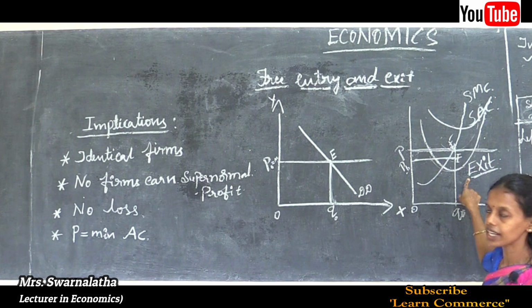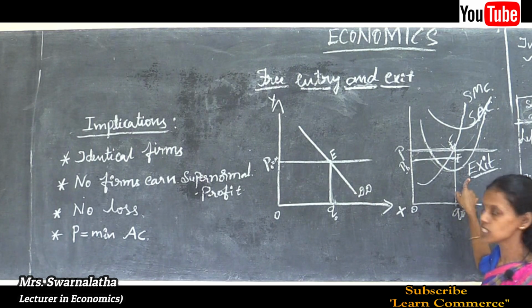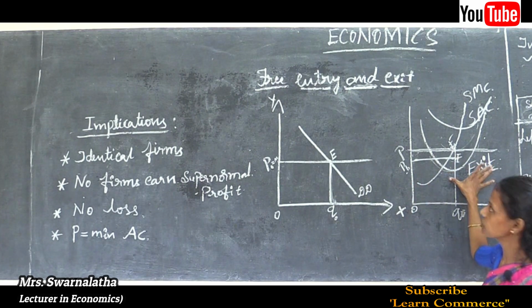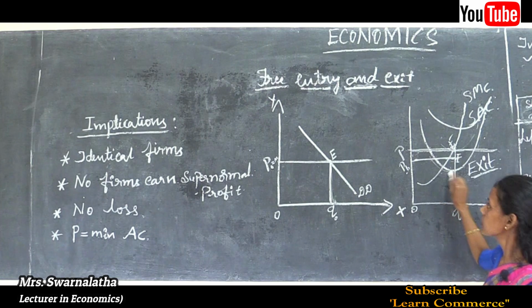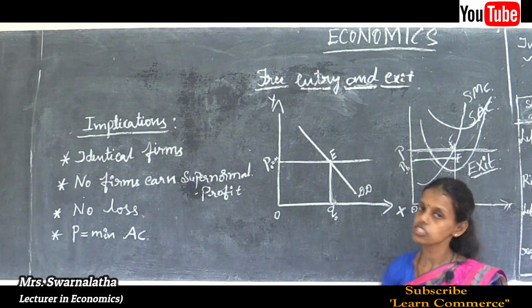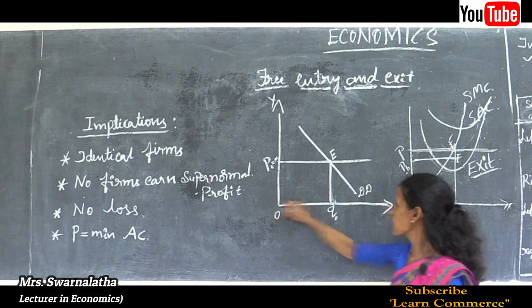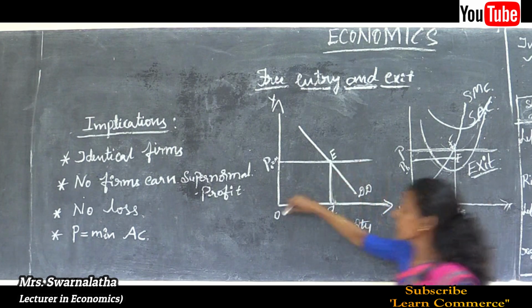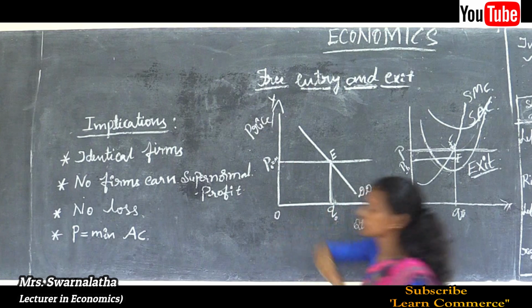Here any firm can enter into the industry and go out from the industry. There is no restriction on movement, which is free entry and exit. Any firm can enter or any firm can exit from the industry. So, when free entry and exit occurs in the industry, let us see the figure. Here the OX axis represents quantity produced, the OY axis represents price or cost or revenue.